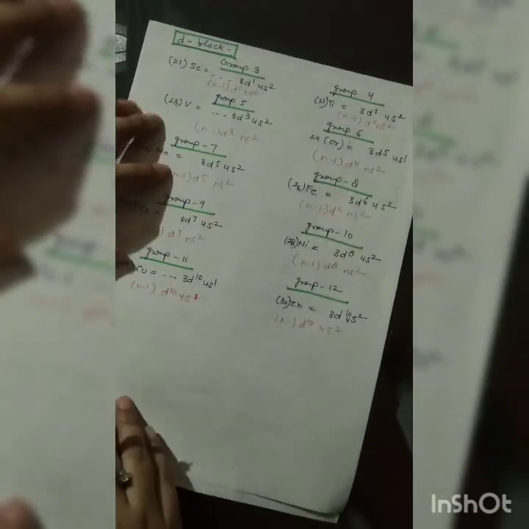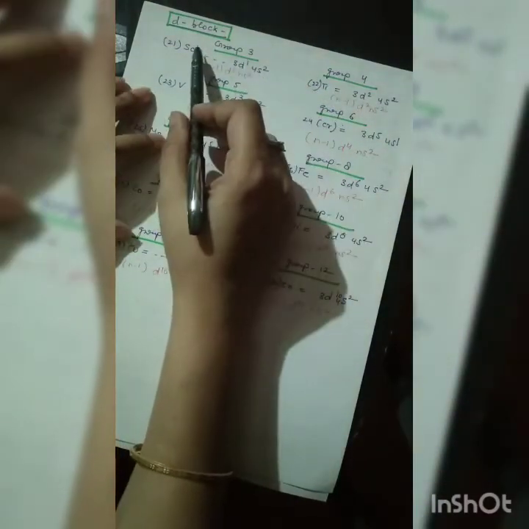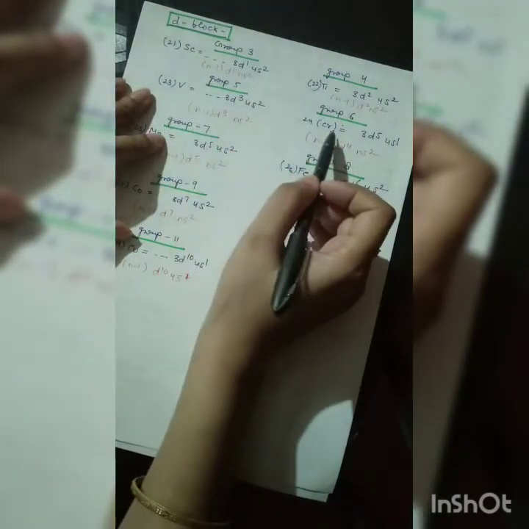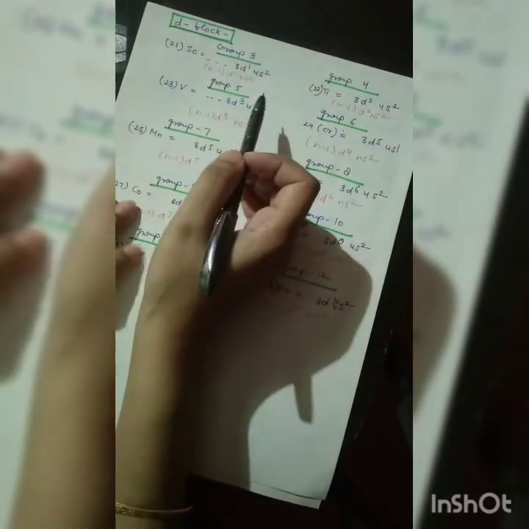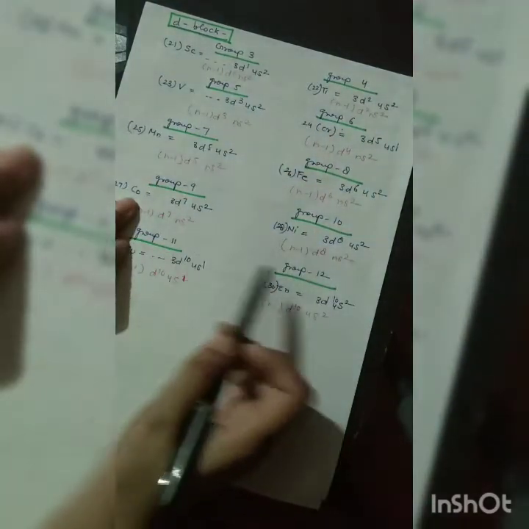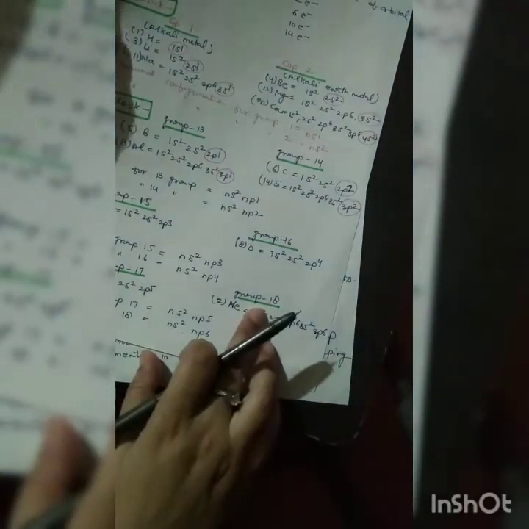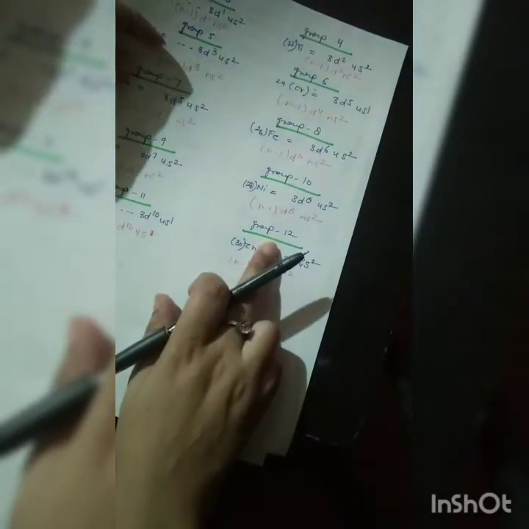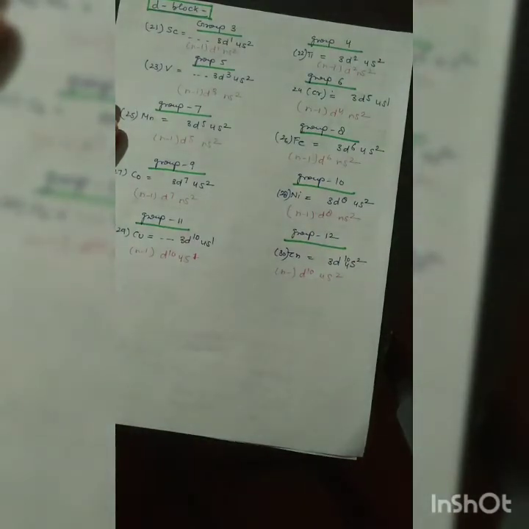Okay, now the d block elements. Here we see scandium, titanium, vanadium, chromium, manganese, iron, cobalt, nickel, copper and zinc. So how many groups are there? Groups 3, 4, 5, 6, 7, 8, 9, 10, 11 and 12. Groups 1 and 2 are for the s block, then 13 to 18 is for the p block, and from group 3 to group 12 is for the d block elements.